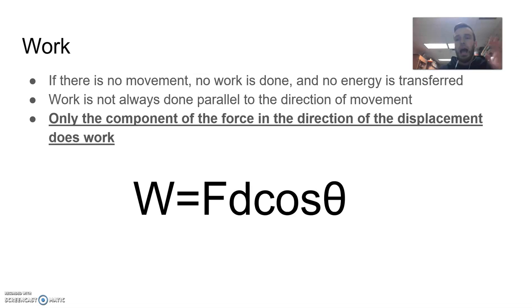All right. So as we covered in our introductory lesson, if there's no movement, there's no work done. The work is always done parallel to the direction of movement, which we account for with the cosine thing, and only the component of the force in the direction of the displacement does the work. Component of the force. Vectors, trig, components. I see how this comes together now.